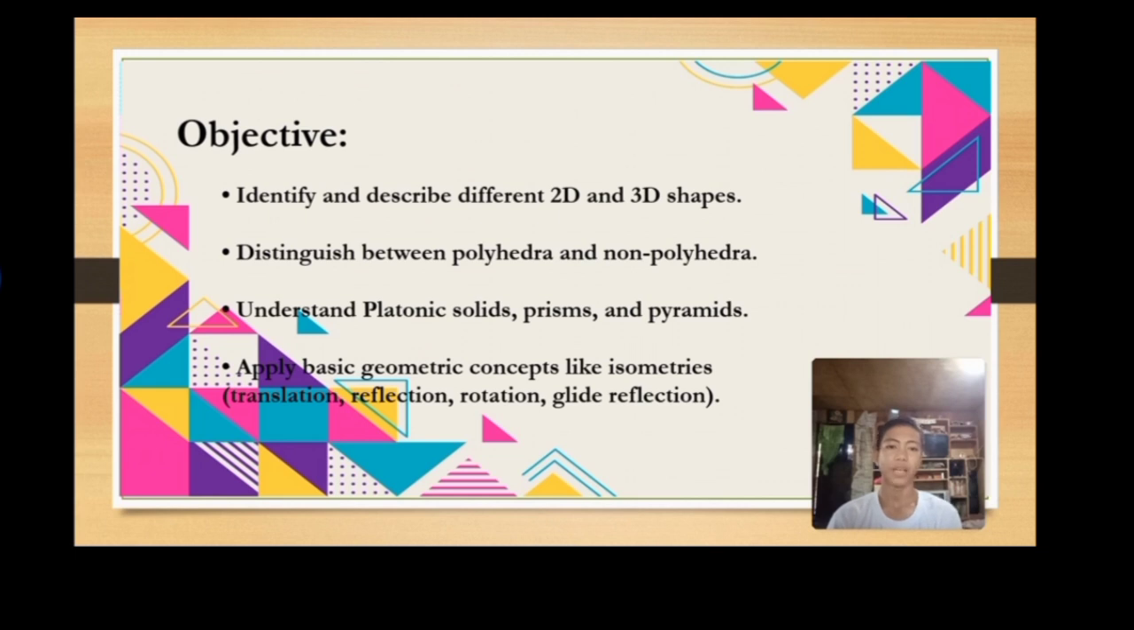Objective: identify and describe different 2D and 3D shapes. Distinguish between polyhedra and non-polyhedra. Understand Platonic solids, prisms, and pyramids. Apply basic geometry concepts like isometry, translation, reflection, rotation, glide reflection.